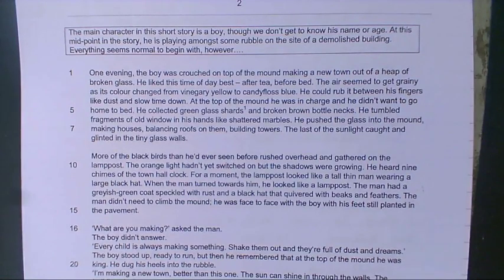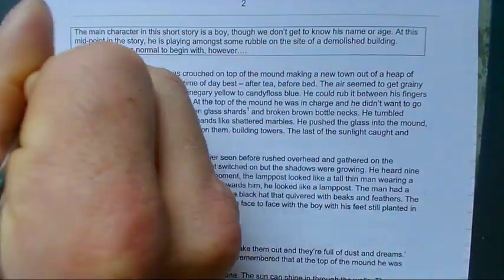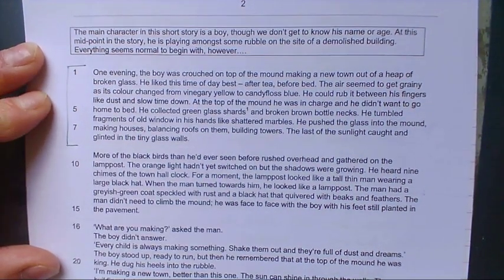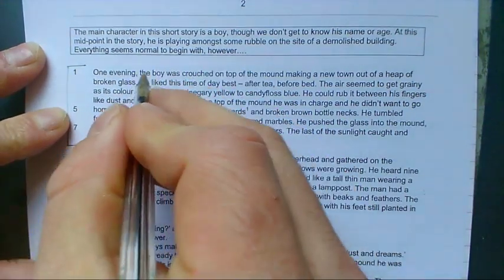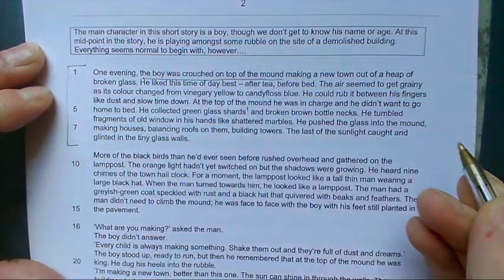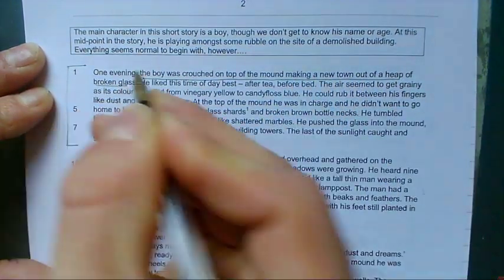Okay, so here's the extract, and here's how you should have gone about doing it. We know that we're answering just on this opening section from 1 to 7, and we know that we're looking for 4 things about the boy. Let's have a look. First of all, the boy was crouched on top of the mound. He was making a new town out of a heap of broken glass.